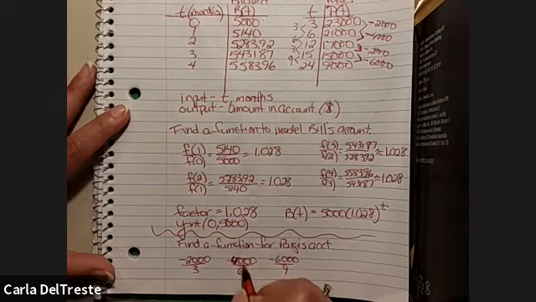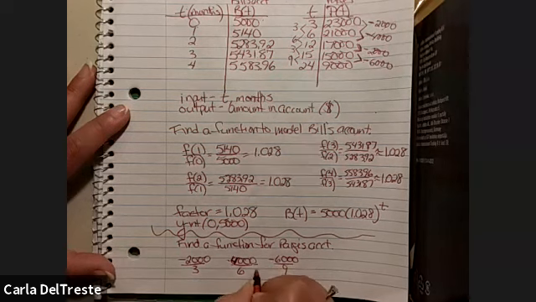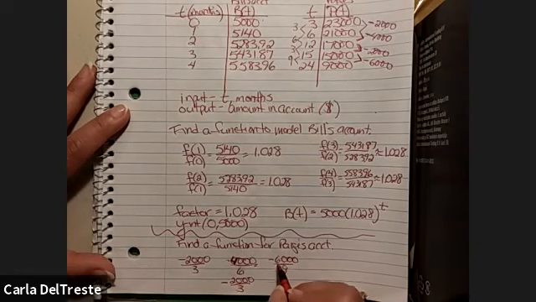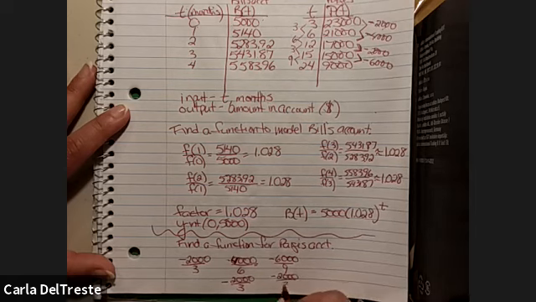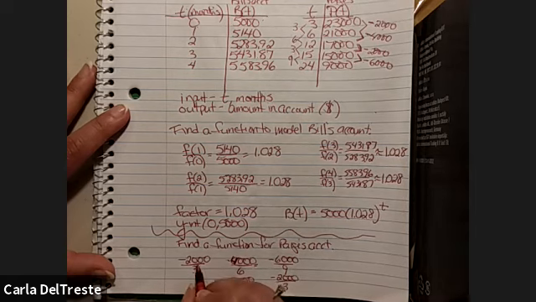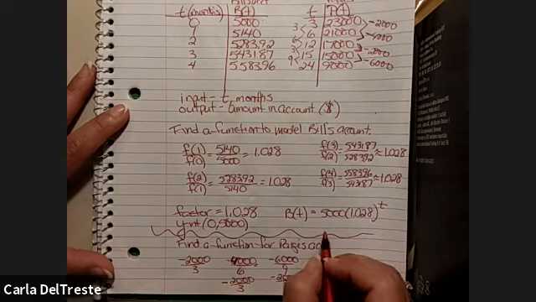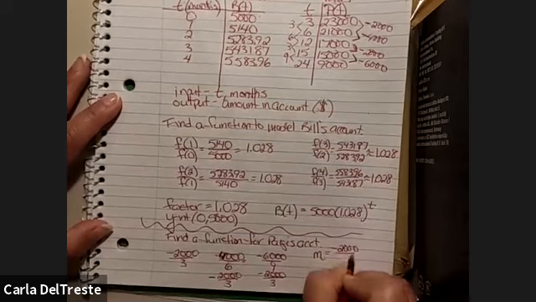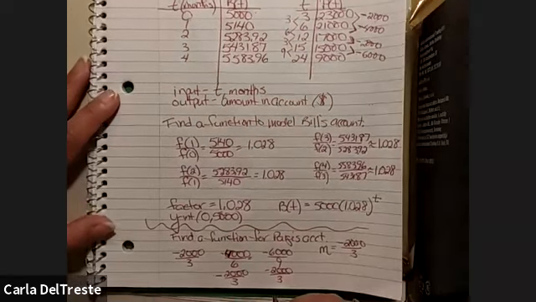If I were to simplify 4,000 over 6, these are both divisible by 2, and I would get negative 2,000 over 3, the exact same thing. Look at 6,000 over 9. They're both divisible by 3. If I divide top and bottom by 3, look at that, I get negative 2,000 over 3. So yes, all of the rates of change are the same, and so this is linear, and I know the slope because that was that calculation. So negative 2,000 over 3 is my slope.